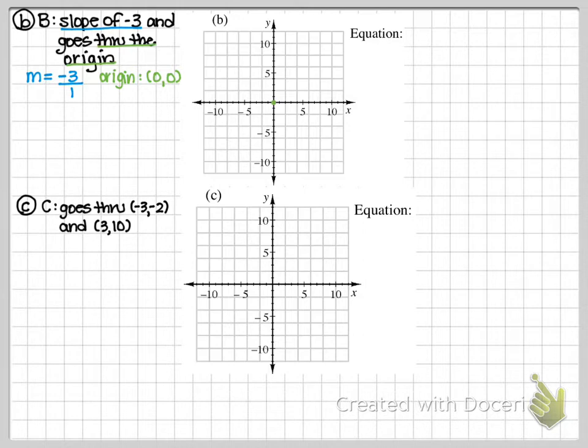Okay, so from that point, remember the top tells me to go up or down. So I'm going to go down 3. So 1, 2, 3. Then I'm going to go right 1 since the bottom is a +1. Okay, once I get there, I think I can find another point. So call it my orange point because I used my slope to get there.